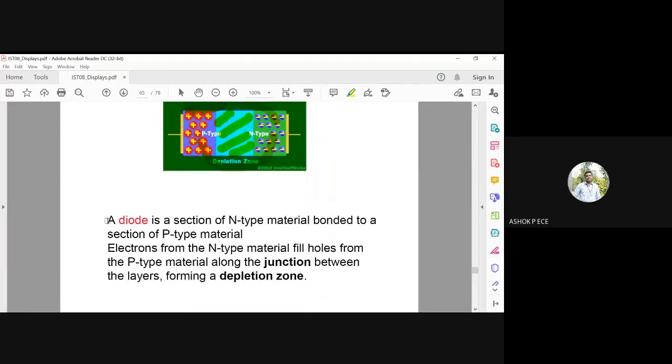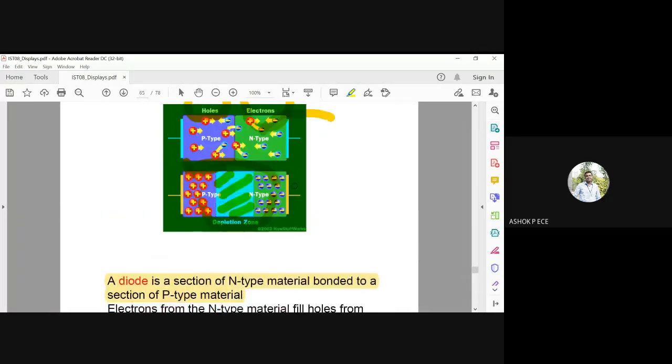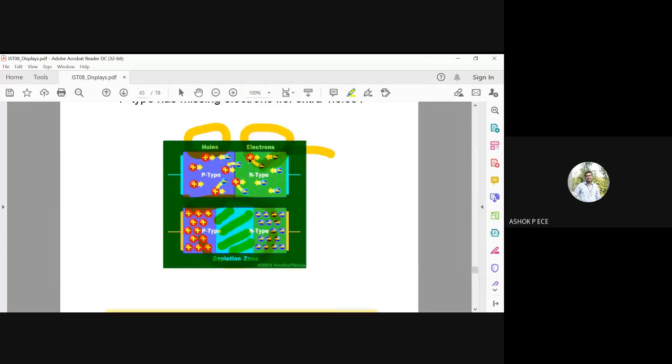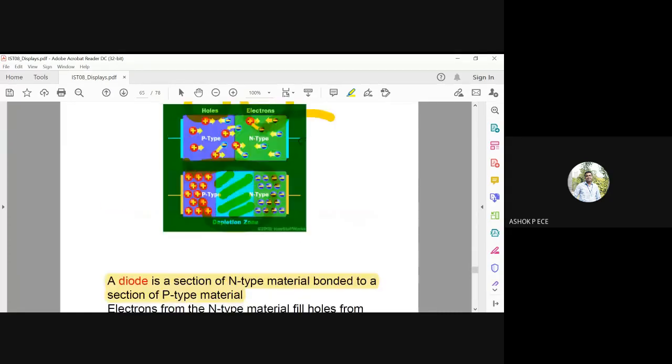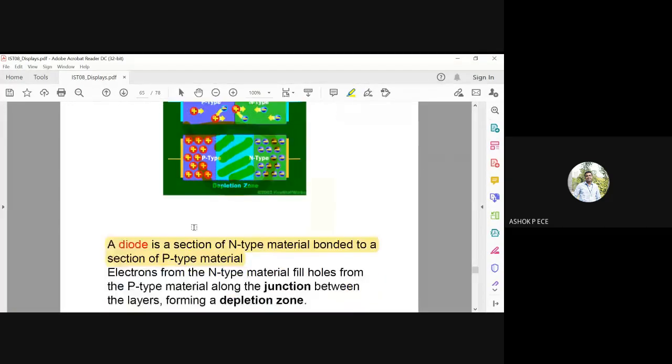So a diode is actually a sandwiching of N type and P type. You take an N type and you bond it with a P type. As soon as you connect N type and P type, this redistribution takes place, forming the depletion layer. I am not applying any voltage here. It happens naturally because of the attraction force between the electrons and holes.